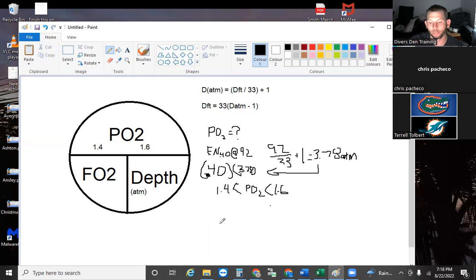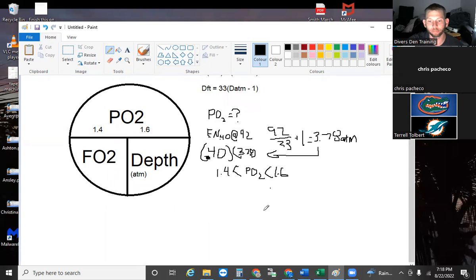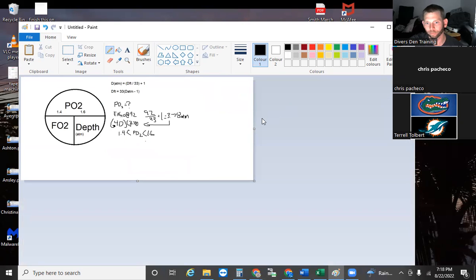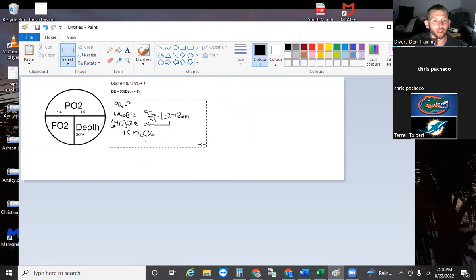So I'm in the yellow zone, if you would, for that. Okay, does that make sense? Yeah. So you wouldn't dive that then, right? Unless you are in the contingency zone. You're risking it, but you'd probably be okay. But I wouldn't plan it that way. I would definitely plan it another way.